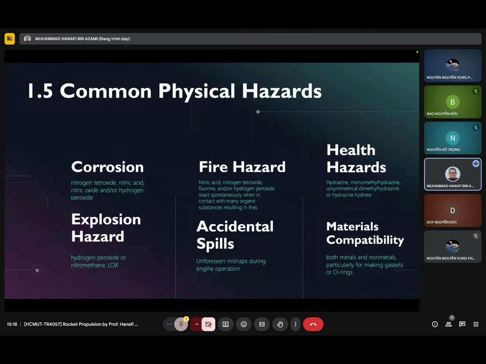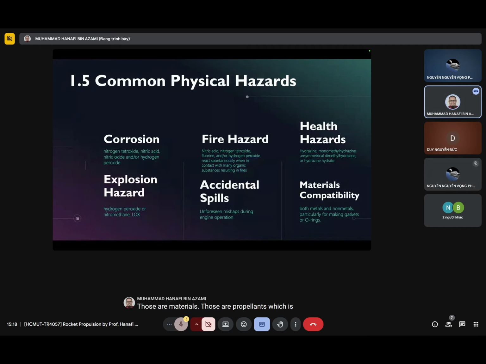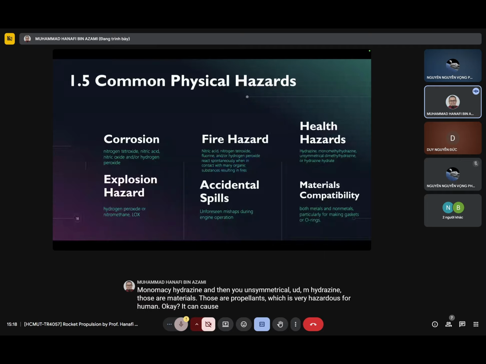Health hazard, of course, when you deal with hydrazine, monomethyl hydrazine, and unsymmetrical dimethyl hydrazine, UDMH. Those are propellants which are very hazardous for humans. It can cause health problems.